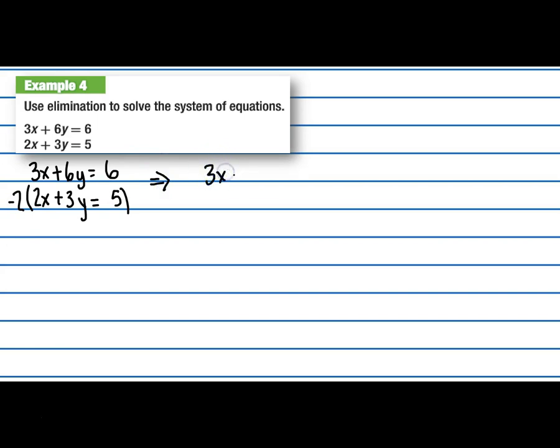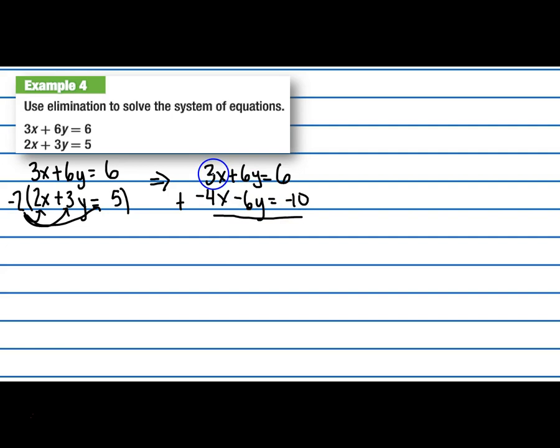So 3x plus 6y is equal to 6. Then we have, let's use this, -2 times 2x, which is -4x. Notice the property that I'm doing here is the distributive property. -2 times 3y is -6y. And then multiply one more time. -2 times 5, which is -10. So then we're going to add them together.